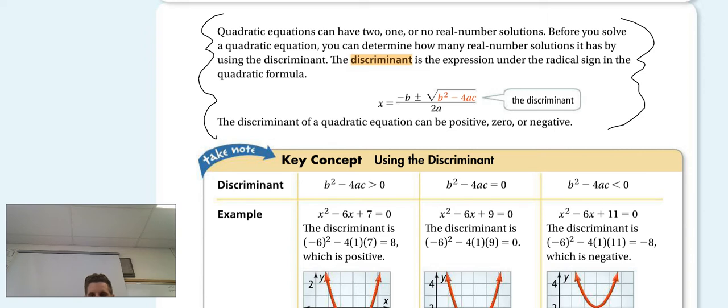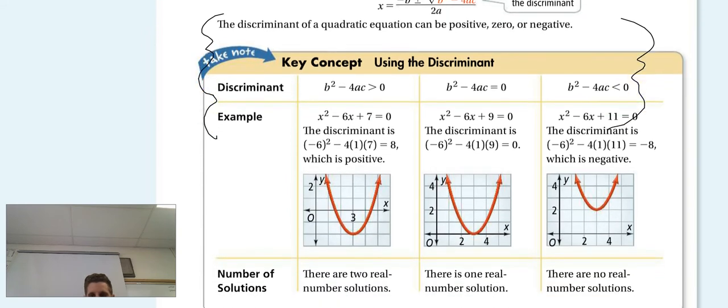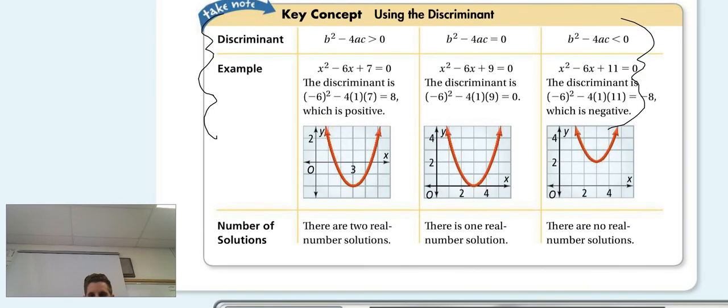So write that down, and then you're going to write this box down here, basically stating: if the discriminant is positive, then you're going to have two real solutions. If the discriminant is equal to 0, it means you have one solution. And if the discriminant is negative, you're going to have no solutions. Okay, so write this whole box down. Let's get into some examples.